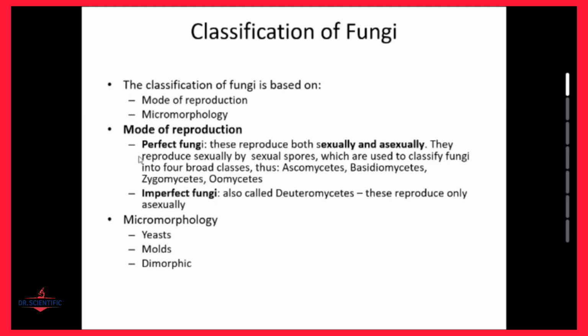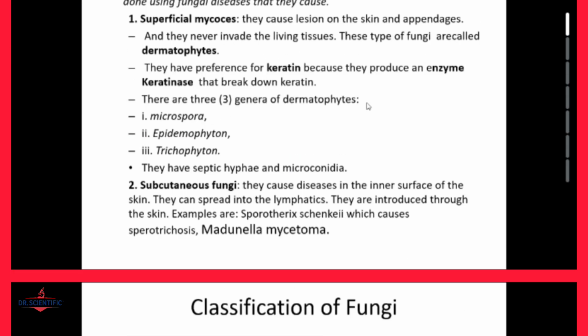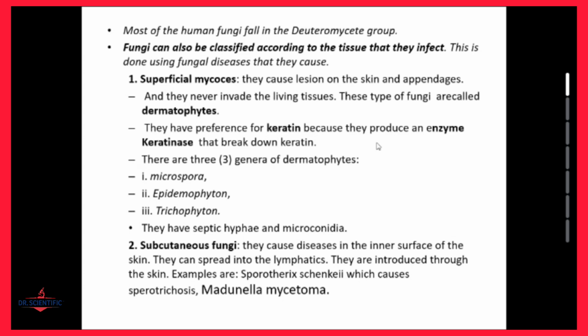When you look at micromorphology, we have three: yeasts, molds, and dimorphic, which I have already talked about. So that is really trying to classify fungi into those kinds of categories and classes. But studies have shown that most of the fungi that cause disease in humans fall under the Deuteromycetes group, which is under the class of imperfect fungi.